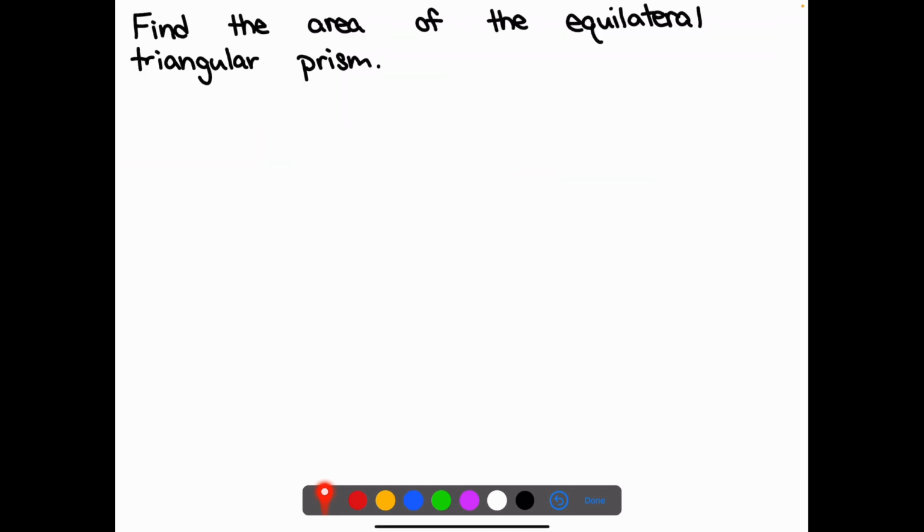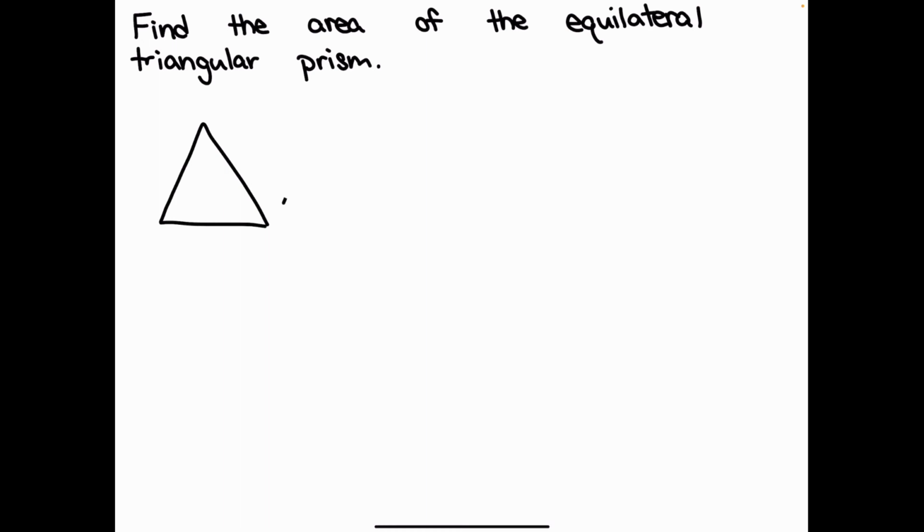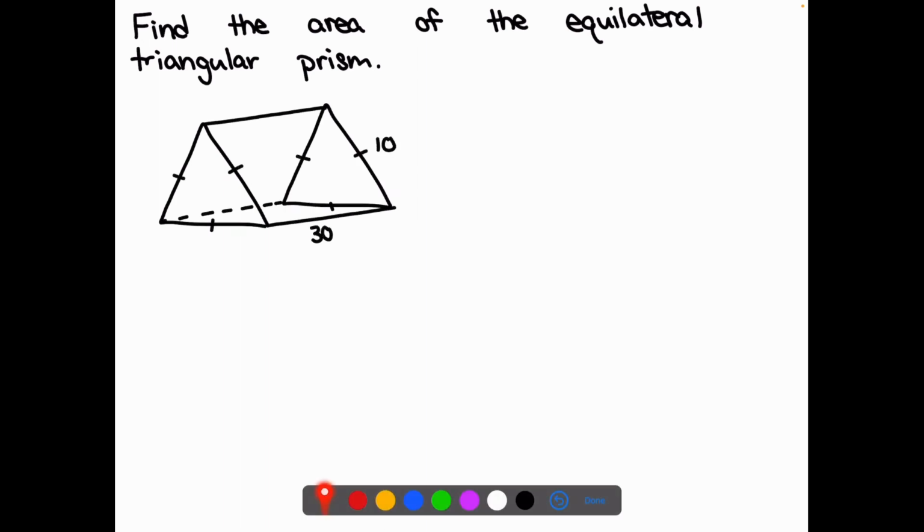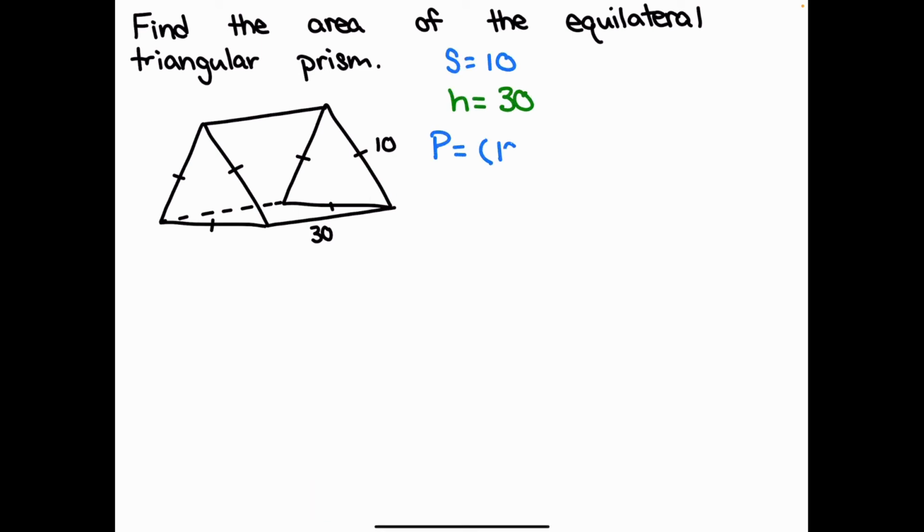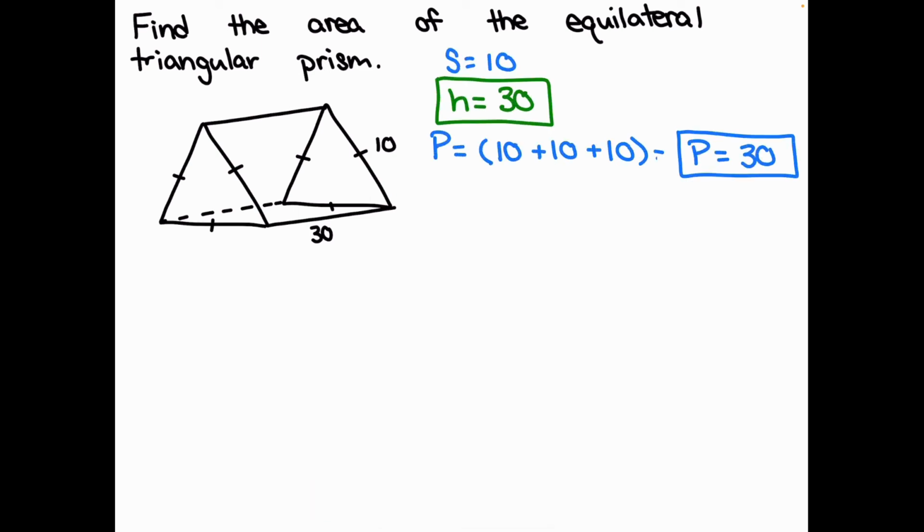Next up, we want to find the area of the equilateral triangular prism. Now, as we can see here, we have our prism with a side length of 10 and a height of 30. So we know that h is equal to 30, and since this is equilateral, we can find the perimeter by doing 10 plus 10 plus 10. So perimeter is equal to 30, and height is equal to 30.